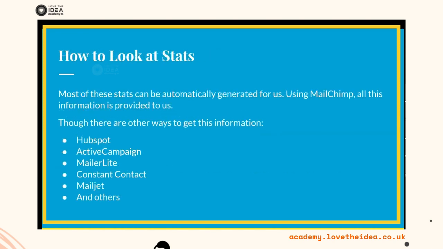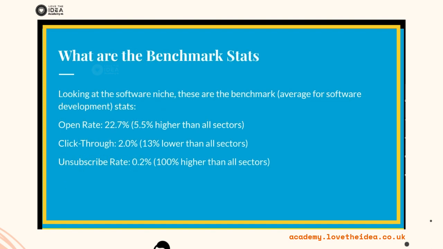Most of these stats can be automatically generated for us using MailChimp. All this information is provided very quickly. It monitors it live. I send off using MailChimp, and I can click every hour and see what the results are. It's automatically done. I've tested it. It takes just 30 seconds for the results to come in. But there are others. You can use HubSpot, ActiveCampaign, MailerLite, Constant Contact, MailChimp, and there are some others that you can use as well.